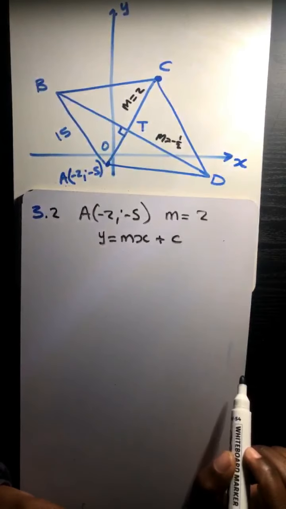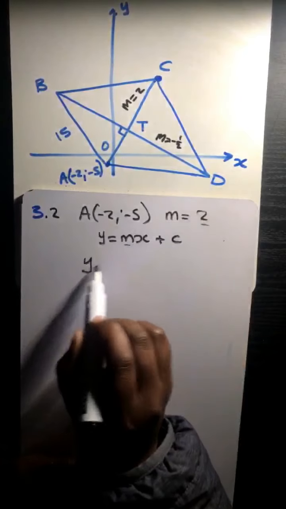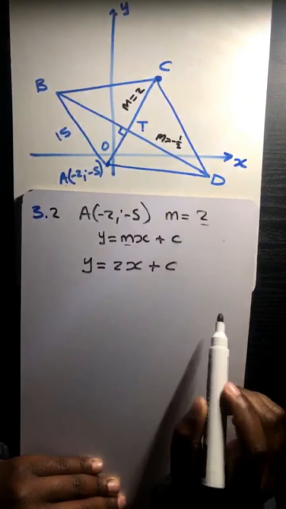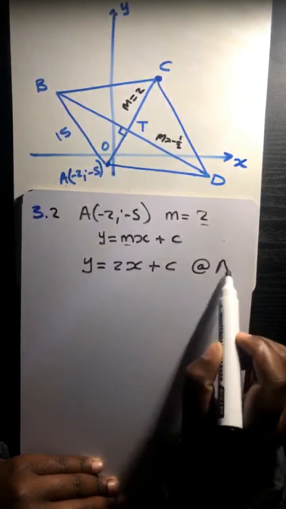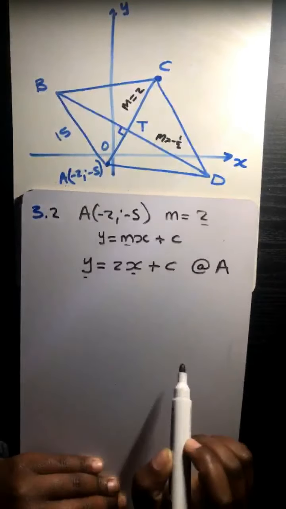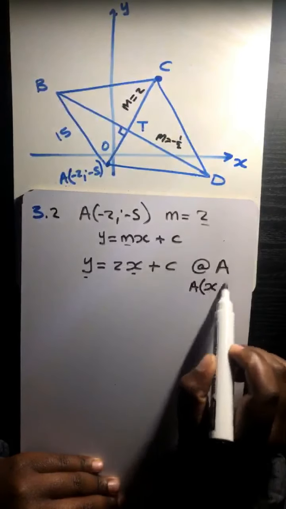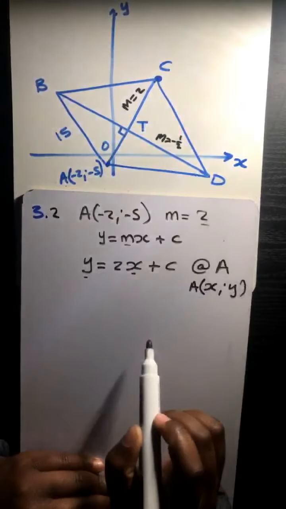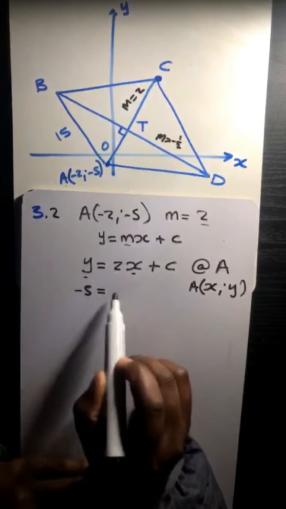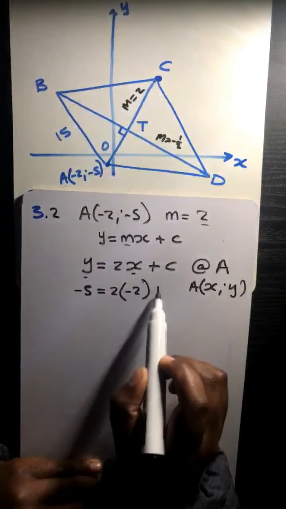Okay, let's try to substitute. What is m? We know m is the gradient, so that means already we know that the gradient is 2 plus c. At which point? At point A. So what is the x value at point A? What is the y value at point A? So remember, guys, A is in this format of x and y. So it's just a matter of you substituting there. Y, it is -5. It's equals to, can you see, there is 2, and then what is x? X is -2 plus c.